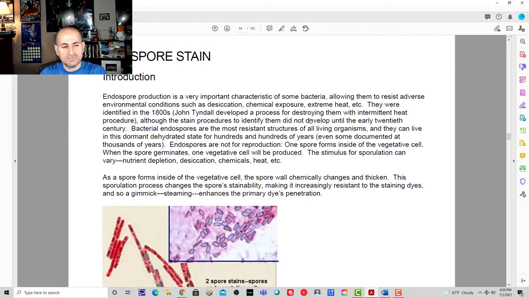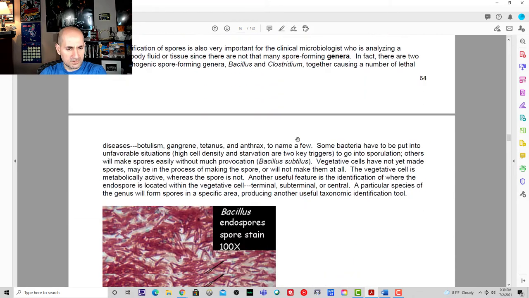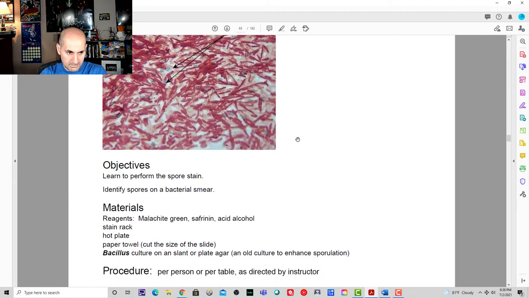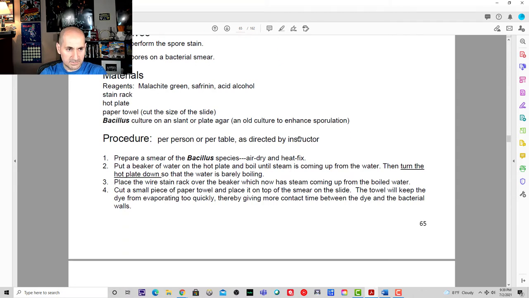And remember, I don't know if anyone will ask this, but there are two genera of bacteria known for forming endospores, the Clostridium and the Bacillus genera. Okay, what else do we need?